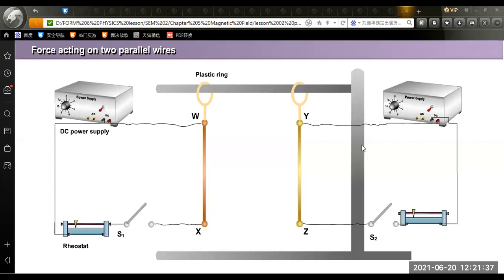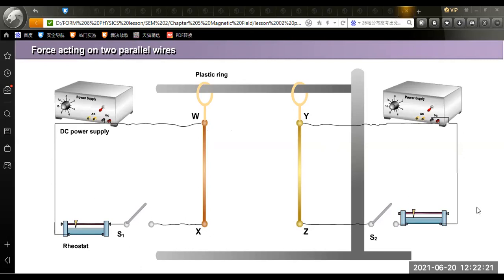Ladies and gentlemen, let's observe two conductor wires that we put near each other, and we notice that we use plastic rings. The reason for the plastic rings is to let both conductors be free to move. If there is a repulsion force or an attractive force, this means that both rings, WX and YZ, will move either to approach each other or away from each other.